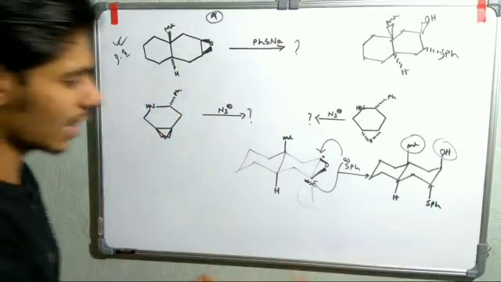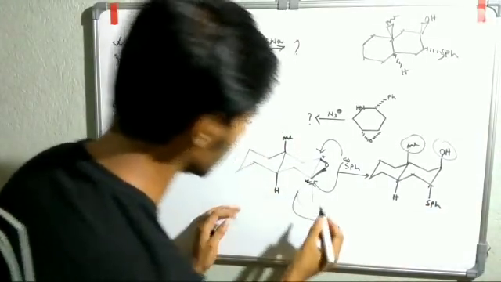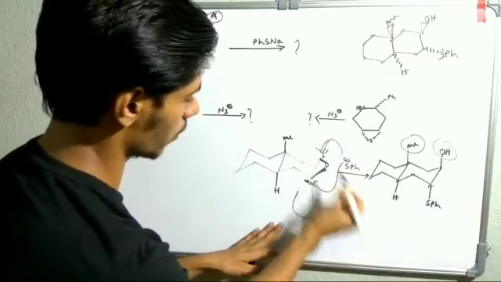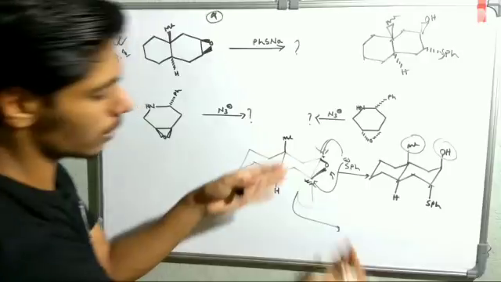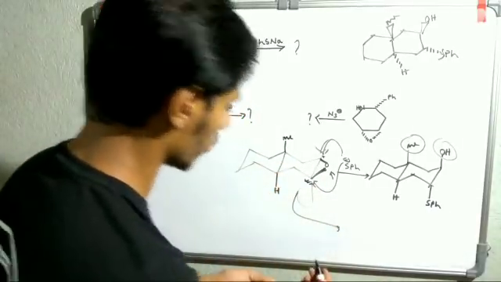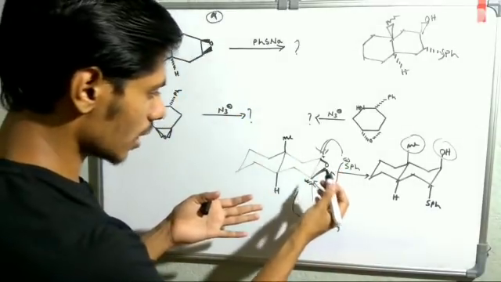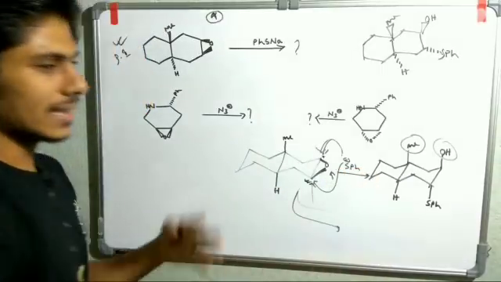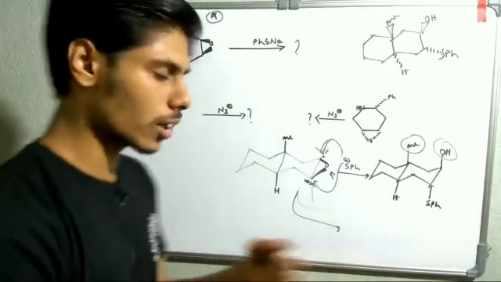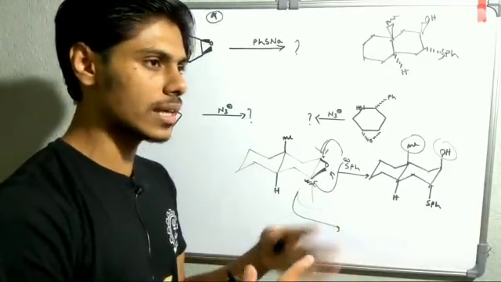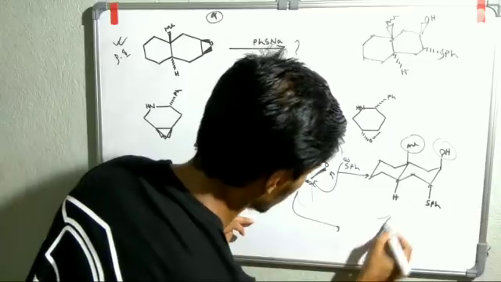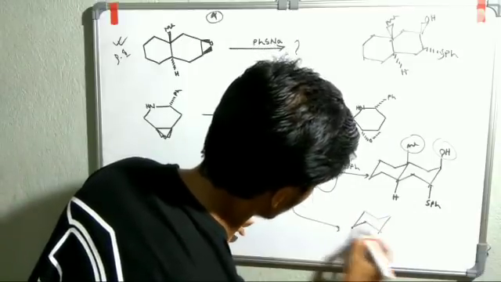What is the other possibility? So the other possibility is that this SPh group can also attack on this particular carbon, right? Actually the attack is from below the plane. So now what will be the product? Now you can see if the attack takes place on this particular carbon, the initial product which will be formed is actually in the boat configuration, but we can flip it and we can draw the chair configuration of the product.